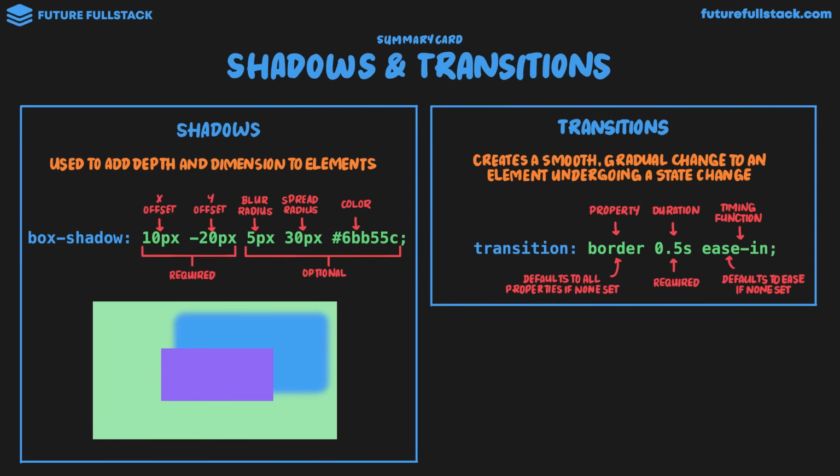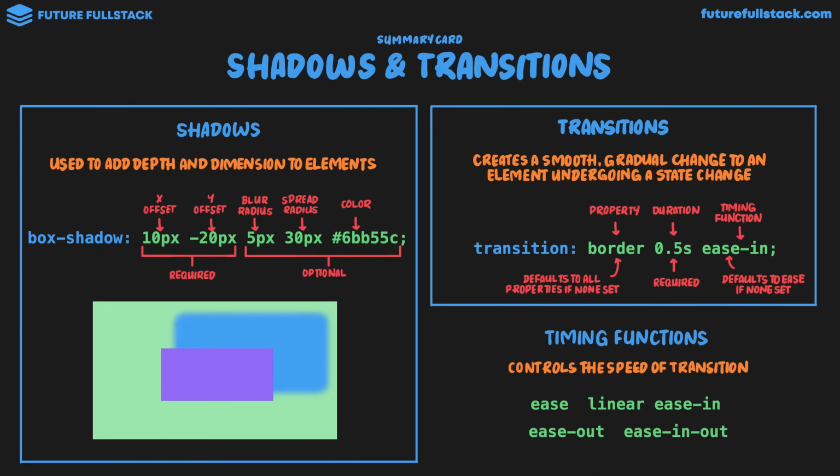We also spent some time discussing timing functions, where timing functions control the speed of the transition. And some common values we looked at were ease, linear, ease in, ease out, and ease in out. And I mentioned I wouldn't worry too much about these, as they're just a bit overkill, and the default value of ease will work perfectly fine in most of your projects.